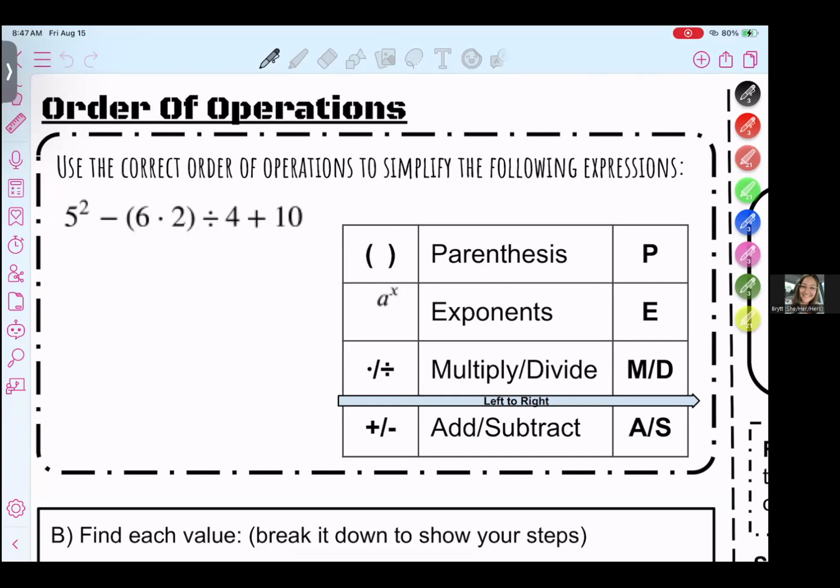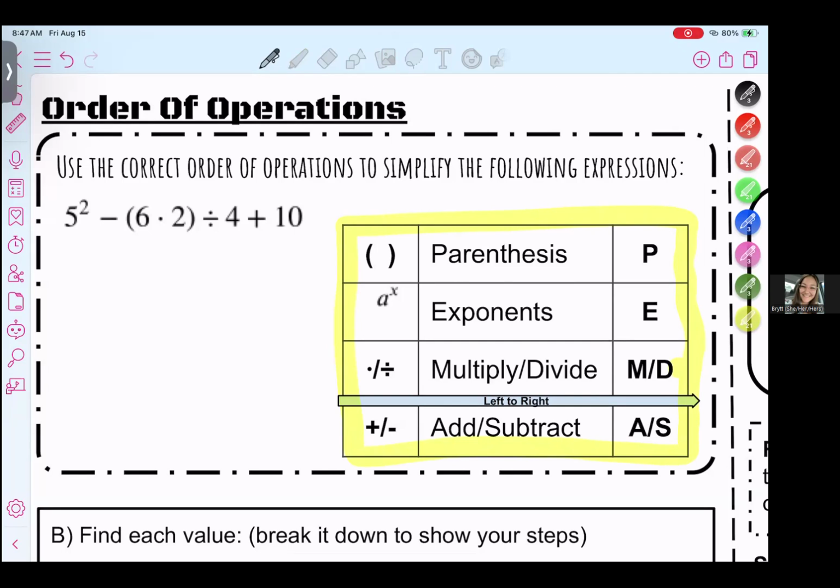So we're going to be using PEMDAS, or please excuse my dear Aunt Sally, whichever one you guys learned, and I'll go over what that means in a little bit. But that's going to be the order of operations on how to solve any problem. So we have it written for you over here in this box. PEMDAS stands for parentheses, exponents, multiply and divide, and add and subtract.